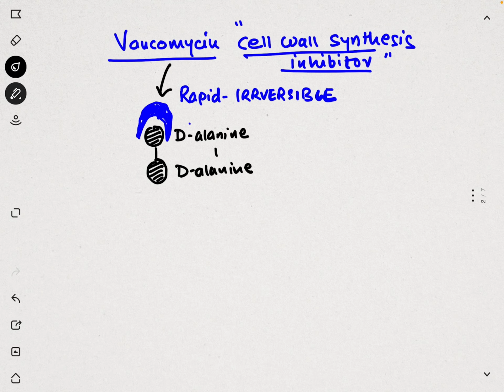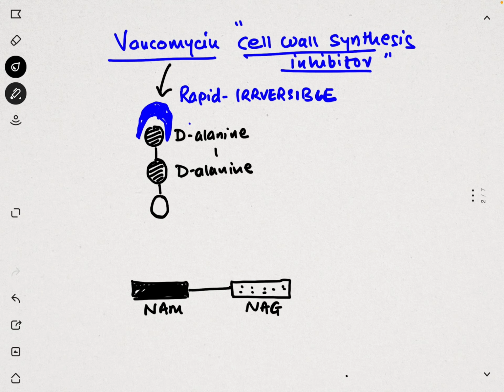Now, the peptidoglycan is basically made of two molecules. One is known as NAM, another is known as NAG, that is N-acetylmuramic acid and N-acetylglucosamine. And to this NAM, there is attachment of 5 amino acids, and the last two are D-alanine, and that is the binding site for this drug.